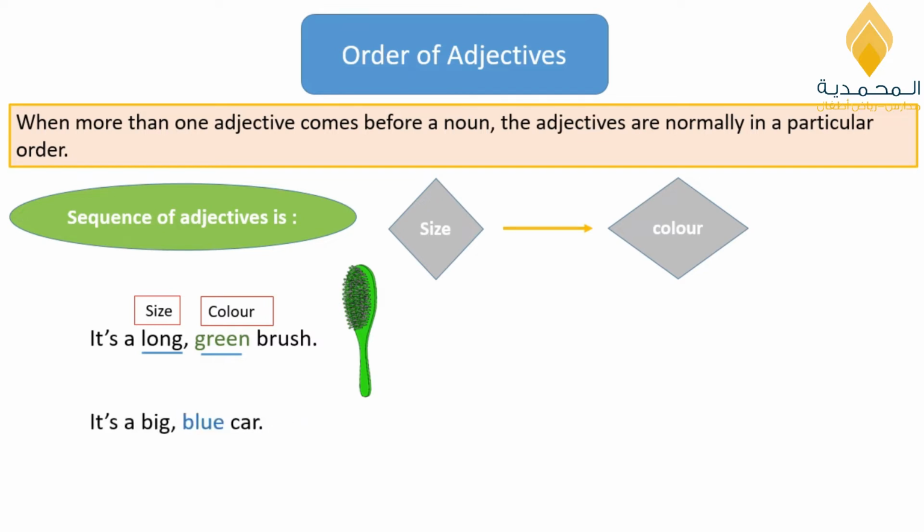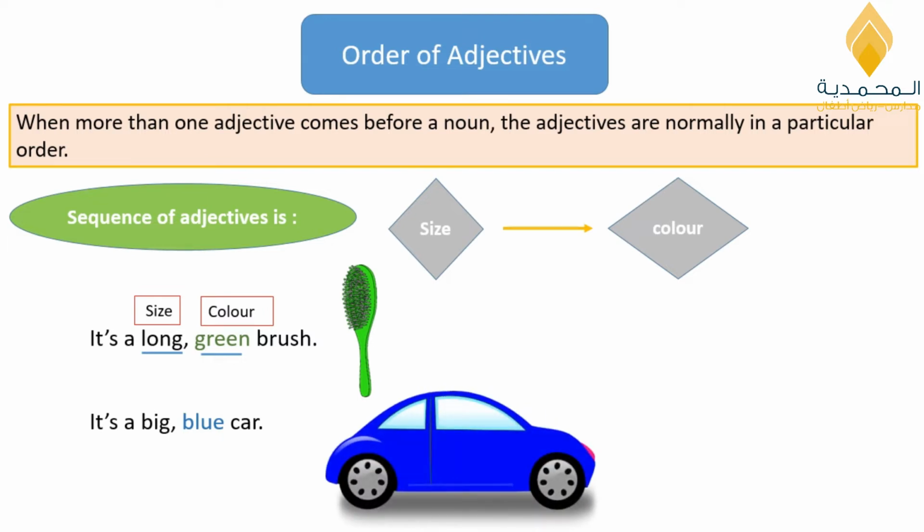Example number 2. It's a big blue car. We have big and blue. We put first big, which is an adjective describing size. Then we put blue, which is an adjective describing color.